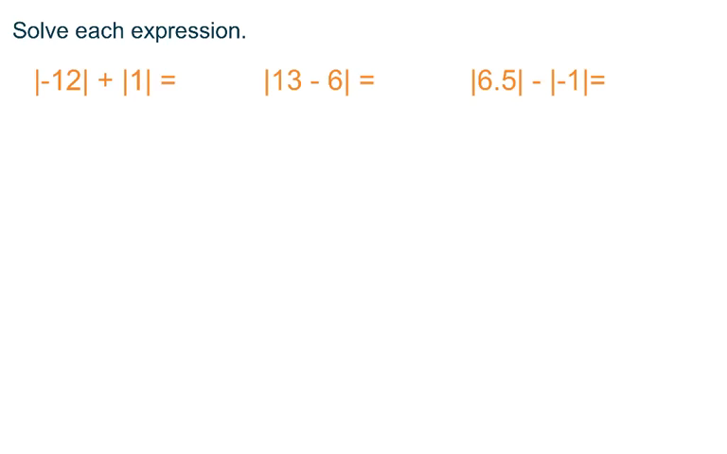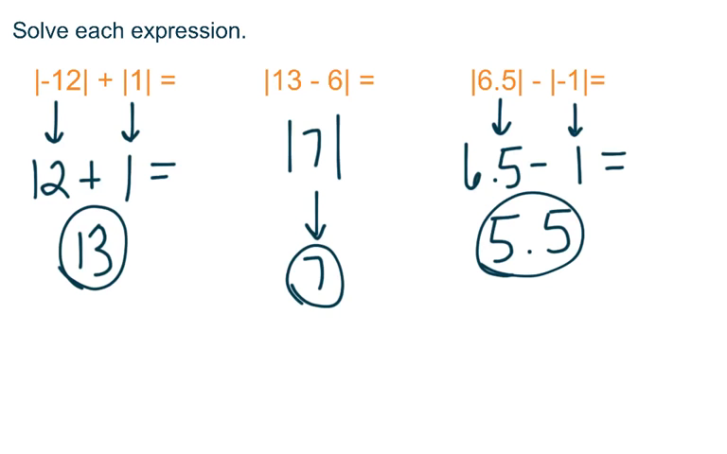On this slide, I would like you to try these 3 problems on your own. Once you think you've solved them, go ahead and hit play and watch for my answers. If you check my answers, you'll see that I found the absolute value of each individual number and got an answer of 13. In number 2, I took the absolute value of 13 minus 6, which was 7. The absolute value of 7 is 7. And then finally, in the third example, I also took the absolute value of each individual number, subtracted, and got 5.5.